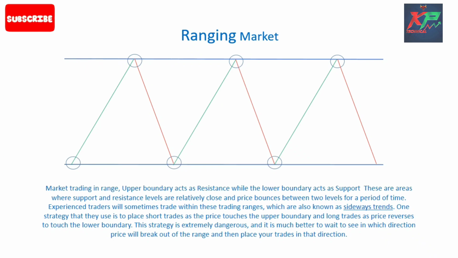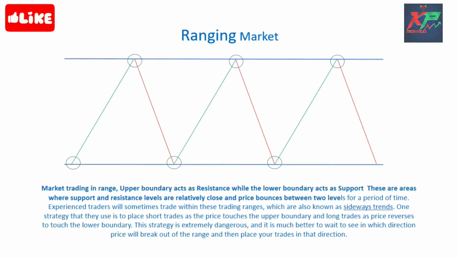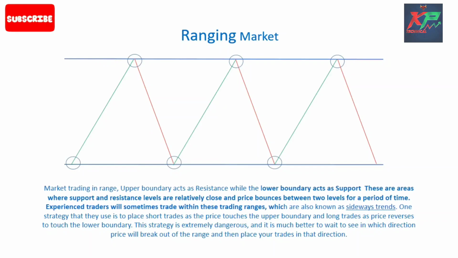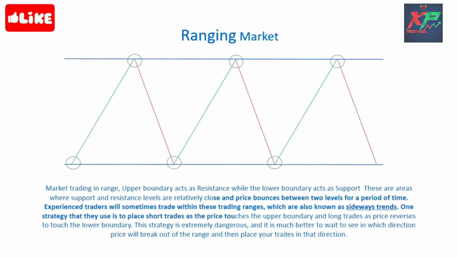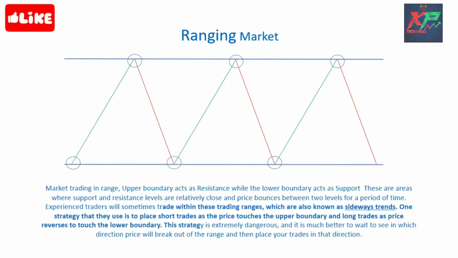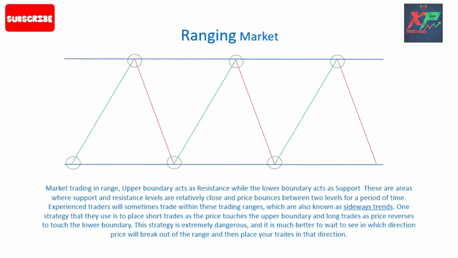These are areas where support and resistance levels are relatively close and price bounces between two levels for a period of time. Experienced traders will sometimes trade within these trading ranges, which are also known as sideways trends. One strategy that they use is to place short trades as the price touches the upper boundary and long trades as price reverses to touch the lower boundary.